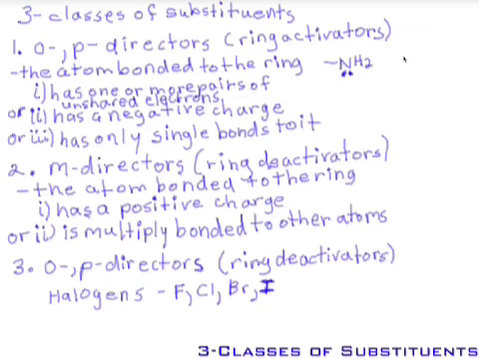Or it could have a negative charge. If we take phenol, which has lone pairs and is a ring activator, we can deprotonate the phenol with base and produce this group, the phenoxide anion, which has an O-. So the atom would have a negative charge and lone pairs. An example of a molecule that has only single bonds to it but no lone pairs would be CH3.